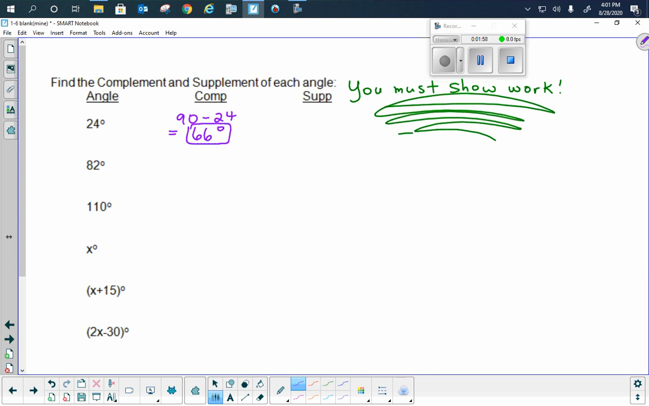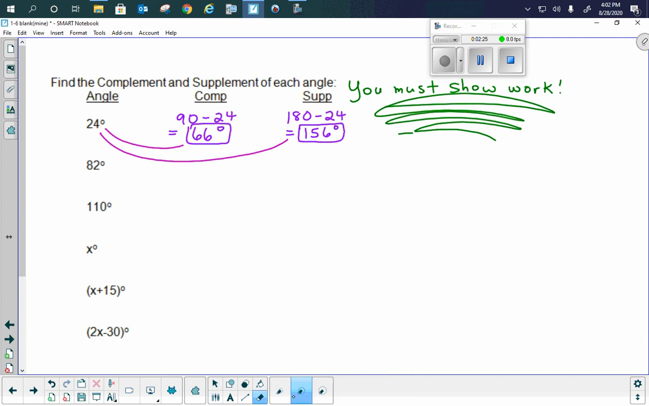Now, its supplement would be 180, since they have to add up to 180. 180 minus 24, and again, working down, I would get 156 degrees. So you can double check yourself and see that in that first row, the 66 plus 24 would equal 90. That's what it's supposed to mean to be complementary. And the 156 plus the 24 would give you 180. So think about what you did. You took 90 minus whatever they gave you.